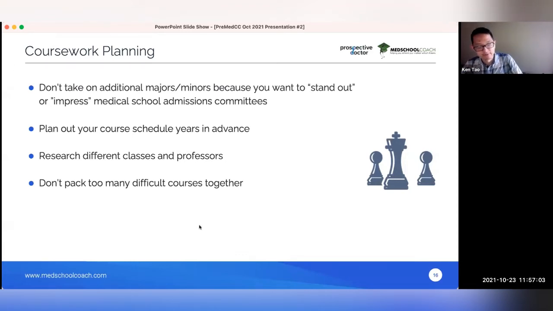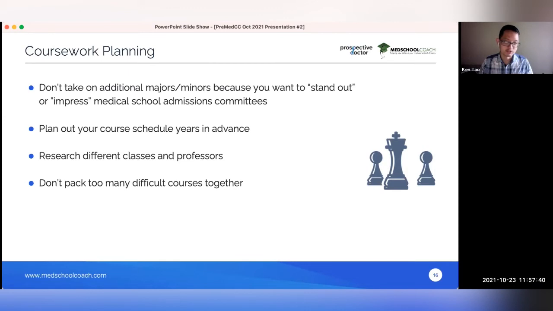And tip number 4, don't pack too many difficult courses together. There are a lot of pre-meds who, I don't know, seem to want to show off. They say, oh, this semester I'm taking general chemistry with physics with biology. I have 3 hard science courses and I have 3 lab classes, so I have 3 4-hour labs per week. And they say that as if they want to impress other students. Well, the honest truth is that that student's just going to be miserable for that semester and is going to have a really tough time maintaining a high GPA.